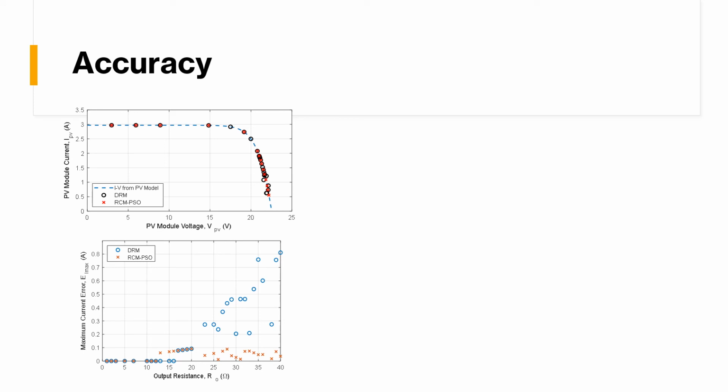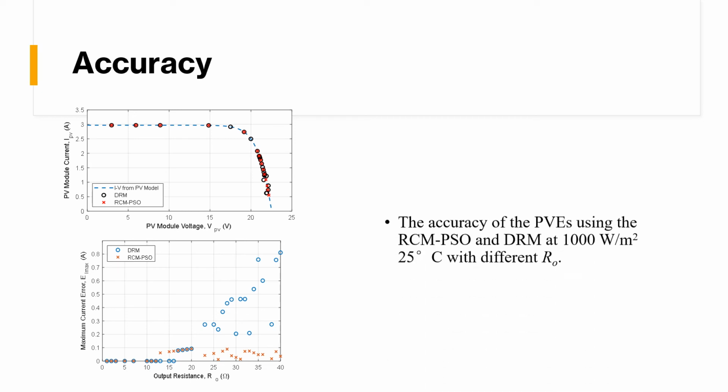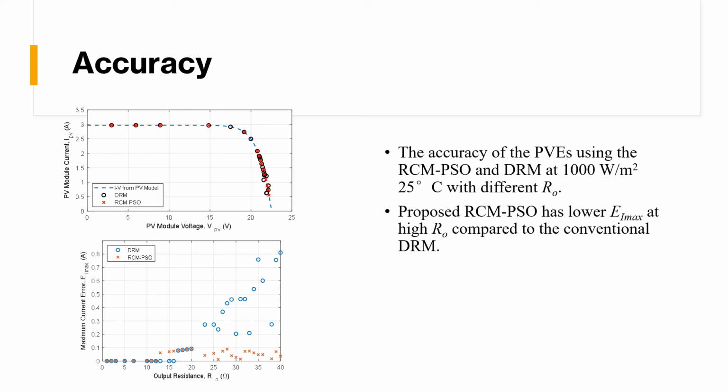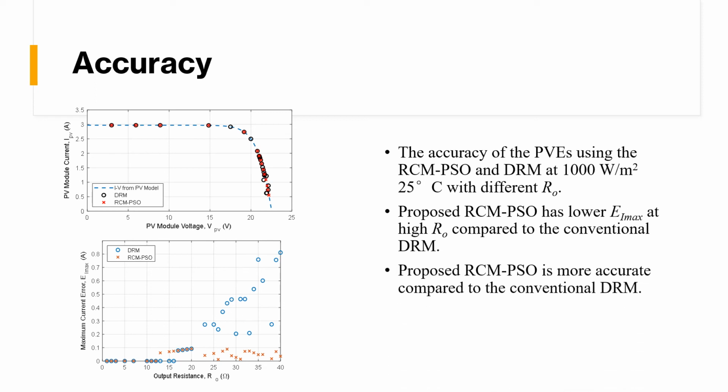Next is the accuracy. You can see here there are two results. One is plotted on the IV characteristic curve. One is the error. So you can see here this is the comparison. You can see that the proposed RCM-PSO has a lower error at high output resistance compared to the conventional DRM. This shows that the accuracy is caused by the stability. The proposed RCM-PSO is much more accurate compared to the DRM. This low accuracy of DRM is due to the oscillation problem as mentioned before.